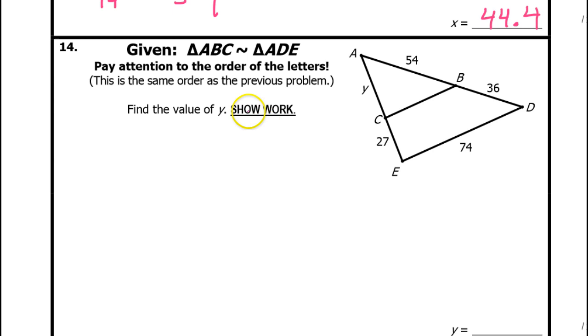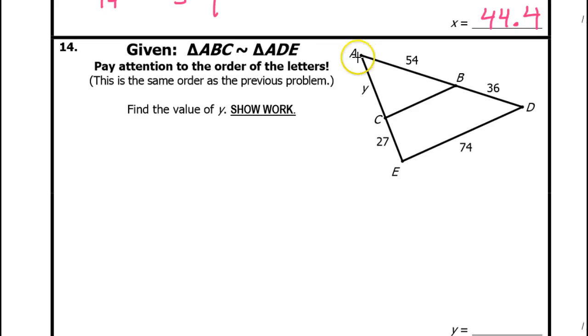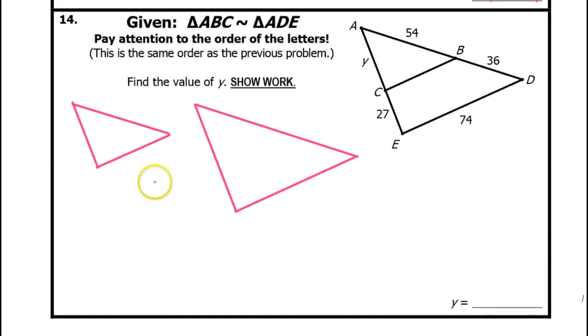Okay, let's see, A, B, C, A, D, E. All right, finding the value of y. So this is going to be the same idea. Again, I am going to draw these triangles separately. All right, so looking at the small triangle, I see we have y and we have 54. And now, looking at the large triangle, got to be really careful. See the 74? That will go here.